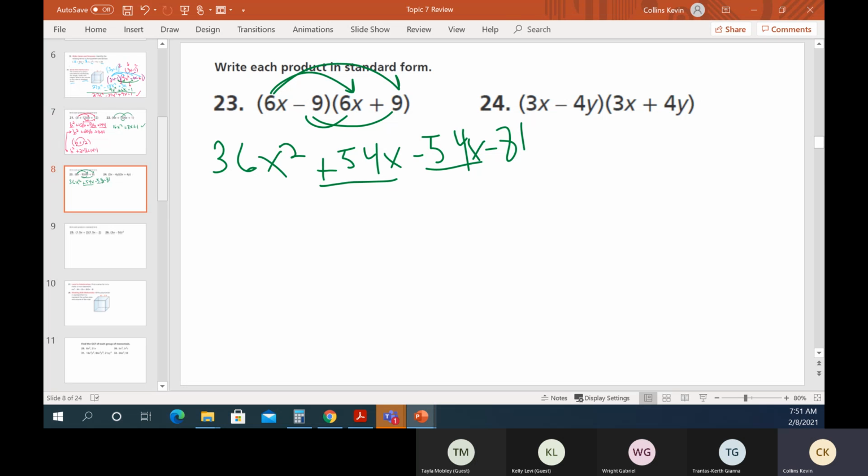So when you have everything that looks the same, except one's plus and one minus, you're going to square the first guy, get 36x squared. You're going to square the last guy, get minus 81. The other two cats drop out.